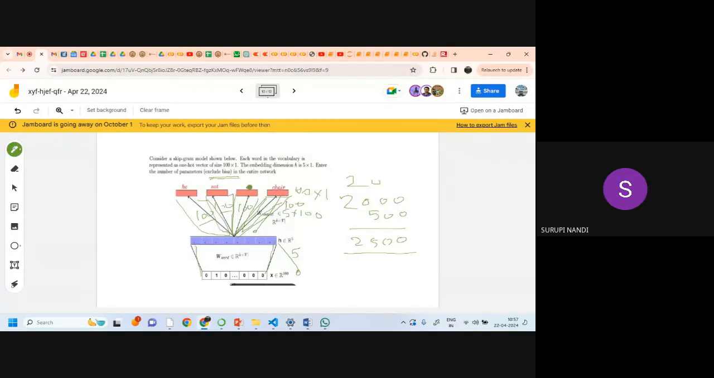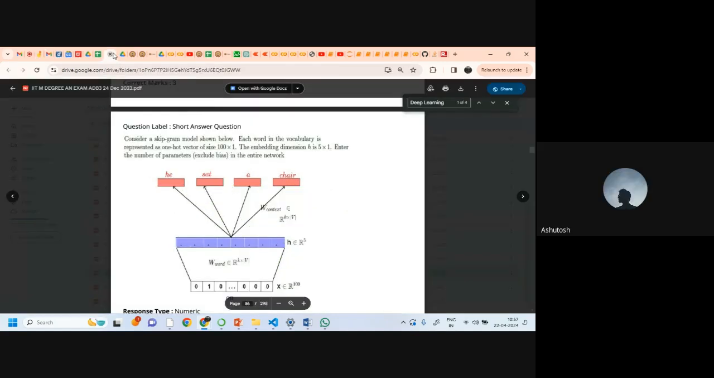If there would have been bias, what would have been the final answer? Then here we add 505, and 100 for every word, so it's 2600 plus 5 and the 100 with every word. Okay, correct. So one more doubt in this question.